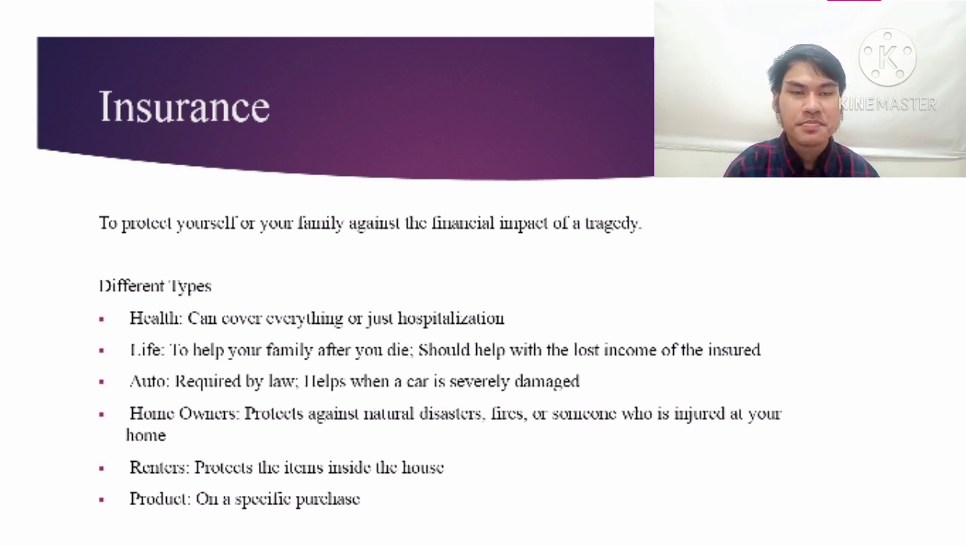Auto. Required by law. Helps when a car is severely damaged. Homeowners. Protects against natural disaster, fires, or someone who is injured in your home. Renters. Protects the items inside the house. Product insurance on a specific purchase.